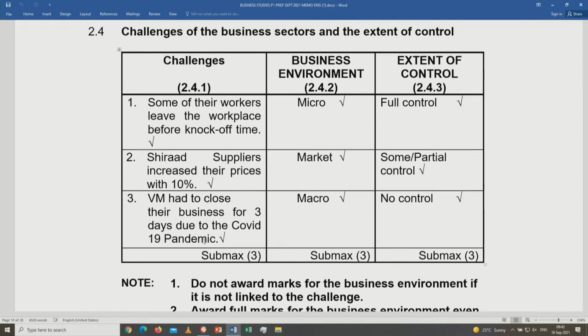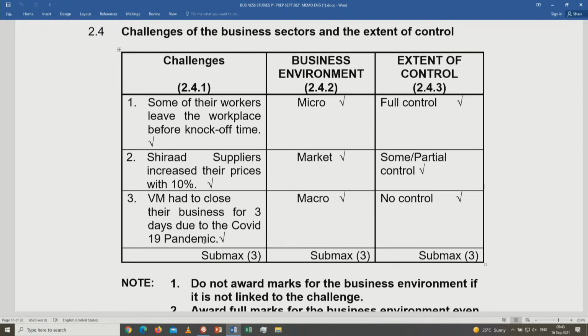And then question 2 said you must classify challenges according to the business environment. Now, let's look at the first challenge. Some of their workers leave the workplace before knock-off time. Where does this fall? It falls under the micro environment. It means the business can deal with this. And what is the extent of control? The business has full control over this, because if people leave and knock off earlier, it's a micro challenge.